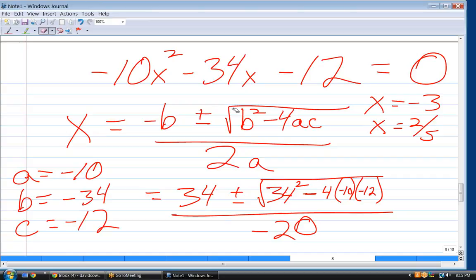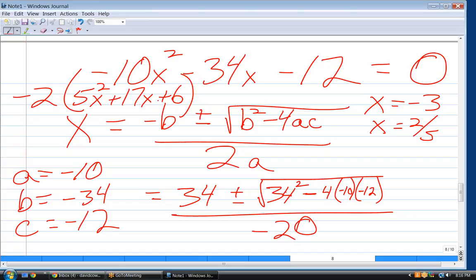Actually, it would have been. Really? Well, notice that once I factor out the minus 2, I'm left with 5x squared plus 17x plus 6. Now my a is 5, my b is 17, and my c is 6. They're positive numbers. It's easier to deal with. I still have to solve that quadratic, and that's not going to give me the same answer. It's going to give me an answer divided by 2 because I've already taken a 2 out.